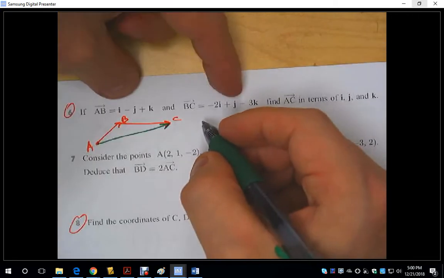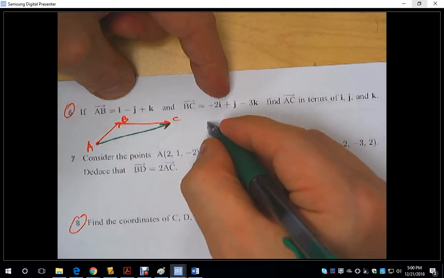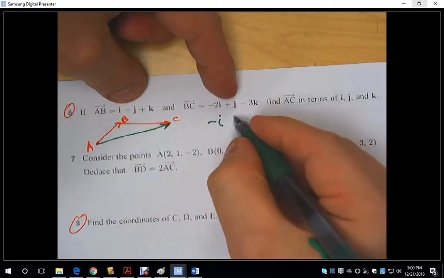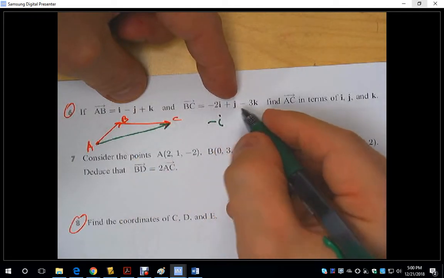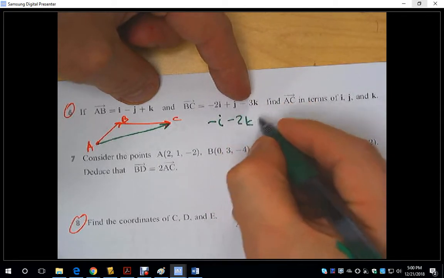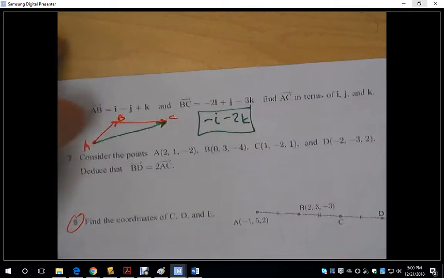So we're going to add our i values. I have i minus 2i, which is going to give me negative i. And then I have negative j plus j, which is going to give me 0 j's. And then I have k minus 3k, which is going to give me negative 2k. So there you go. That is the answer for number 6.